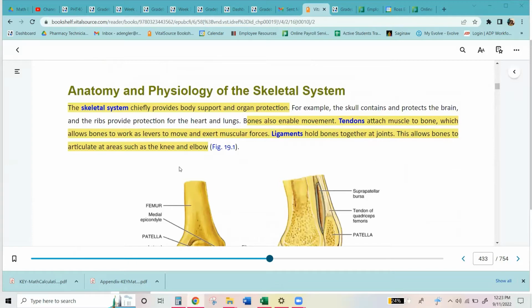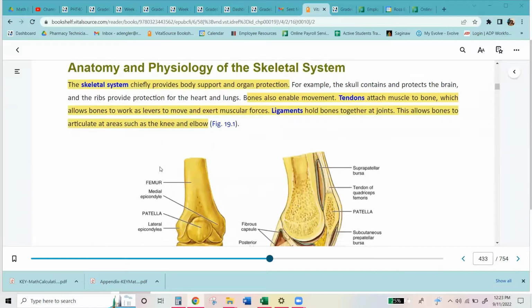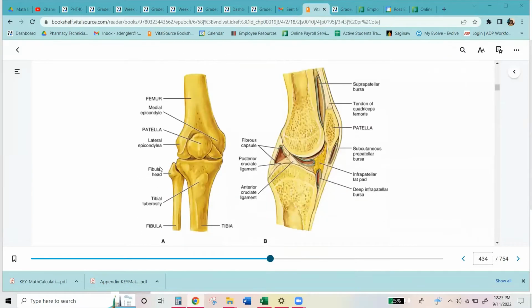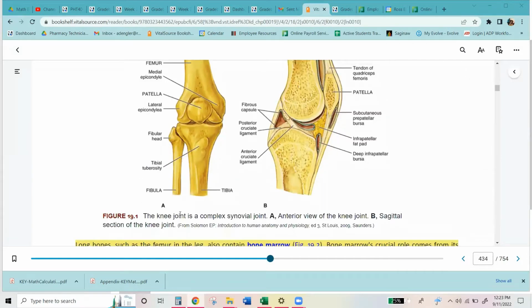The skeletal system chiefly provides body support and organ protection. Bones also enable movement. Tendons attach muscle to bone, which allows bones to work as levers to move and exert muscular forces. Ligaments hold bones together at joints. This allows bones to articulate at areas such as the knee and elbow. So here's just a depiction of a knee, the interior view, and the sagittal section.